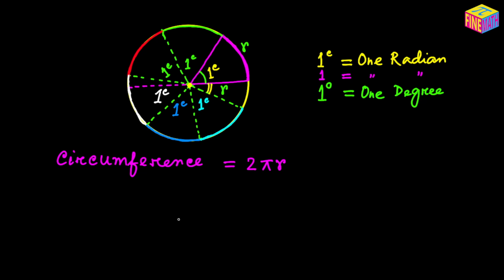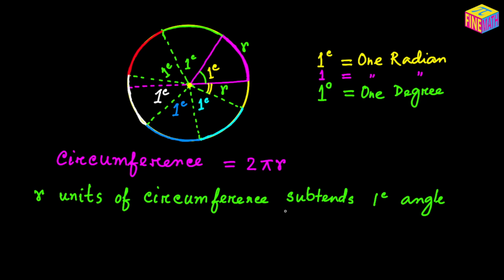Now we know that the arc of length r subtends 1 radian angle at the center, right? So can we write it like this? In the unitary method, we can say r units of circumference subtends 1 radian angle at the center. And then using the unitary method, 1 unit of circumference would subtend how much angle? We can say 1 unit of circumference subtends 1 by r radian angle at the center, because from r we are going to 1. Whatever angle was before, we divide that by r, then we get this comparison.